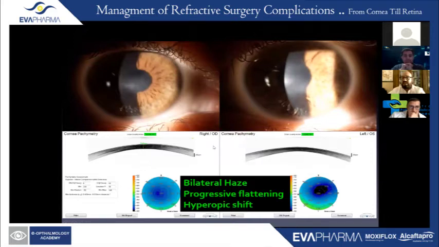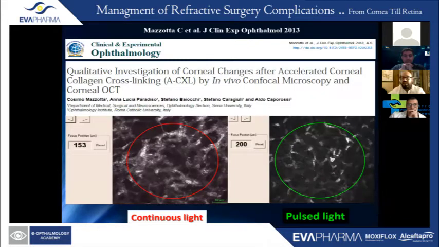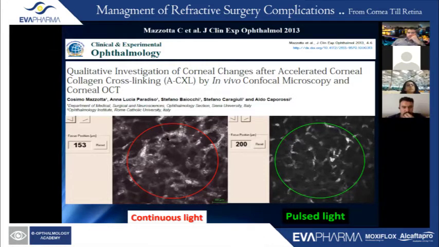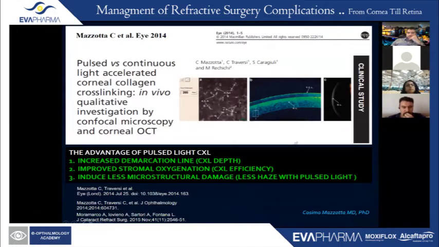And you look, if we use continuous light, we may have more AIDS than if we use pulsed light treatment. So we have published with Miguel this opportunity to use pulsed light versus continuous light, because we have a lot of advantages. We increase the demarcation line depth, we improve the stromal oxygenation, but in particular, we induce less microstructural damage, less AIDS with pulsed light.